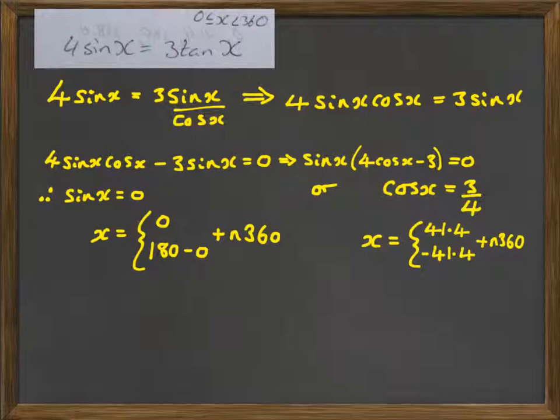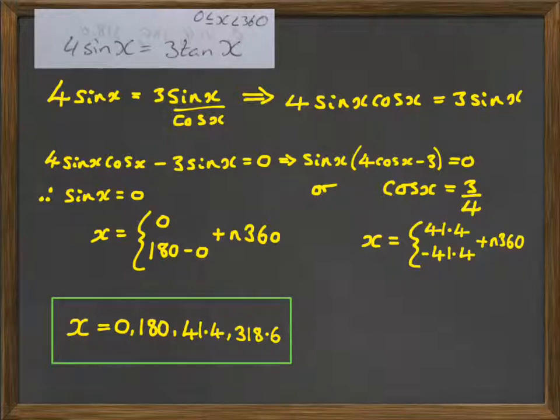So the final job is now just to list down the solutions in the given domain. So we can see from the first part of the solution 0 works. We can also see that 180 works. No point adding non-multiples of 360 because they'll take us outside the domain. Looking from the cos x equals 3/4 part, we can see that 41.4 will work. Minus 41.4 falls outside the given domain, but if we add 360 on, it will give us the final solution. And there we go, the problem is solved.